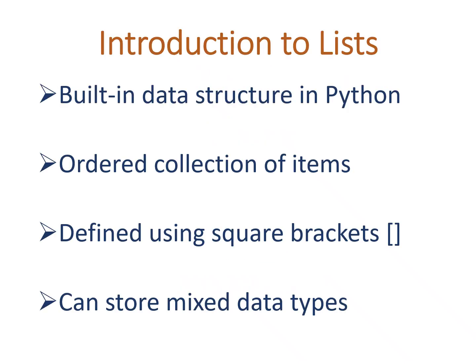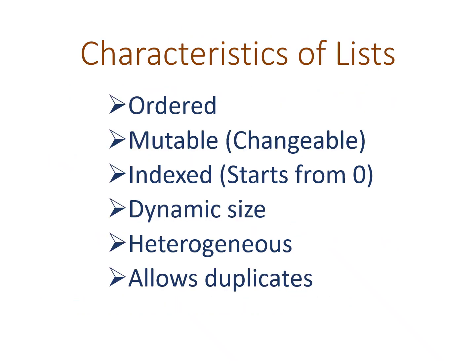So, first of all, let us know what is meant by list. In Python, list is a built-in data structure that stores an ordered collection of items. Lists are defined using square brackets with items separated by commas, and they are highly flexible, allowing dynamic resizing and mixed data types.